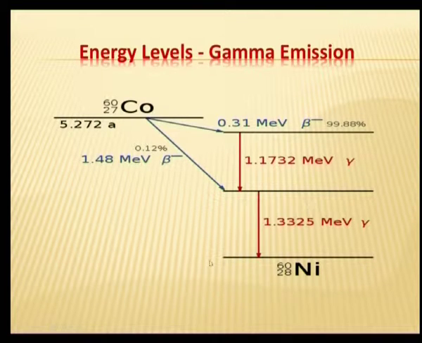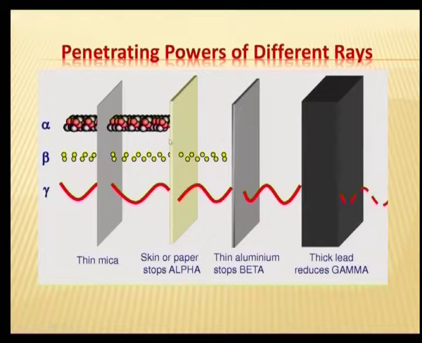From the energy levels one can explain how gamma radiations are coming and what are the energies associated with the gamma radiation. Gamma radiation is nothing but light radiation. It is similar to light radiation, but the energy is so high that it will be able to penetrate even lead sheets, paper, mica, all the materials, even a cement block. That is the gamma radiation. So, gamma radiation is nothing but photons.